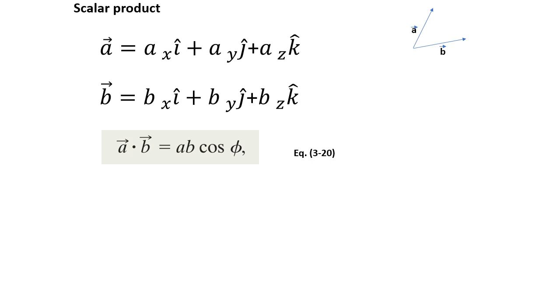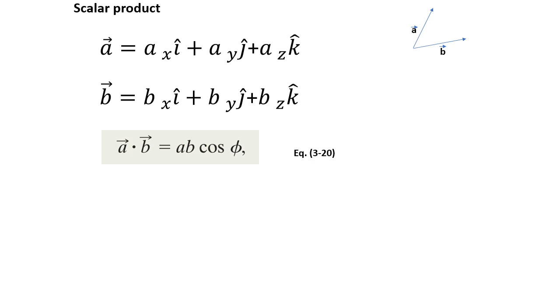So the scalar product is defined here. A dot B is equal to AB cosine phi. What is this A and this B compared to the left hand side? On the left hand side you have A with an arrow on top, which means it is a vector. B is also a vector. But on the right side, A and B without arrows represent magnitudes.